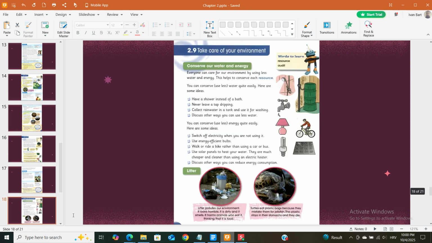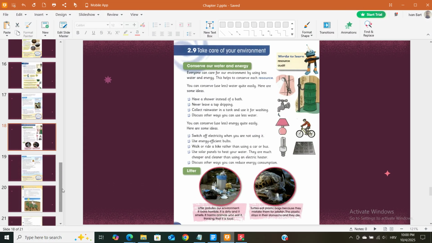2.9 Take care of your environment. Conserve our water and energy. Everyone can care for our environment by using less water and energy. This helps to conserve each resource. You can conserve, use less water quite easily. Here are some ideas. Have a shower instead of a bath. Never leave a tap dripping. Collect rainwater in a tank and use it for washing. Discuss other ways you can use less water.